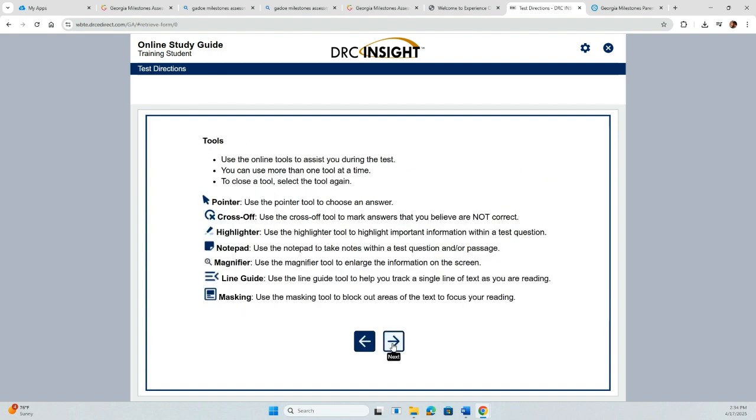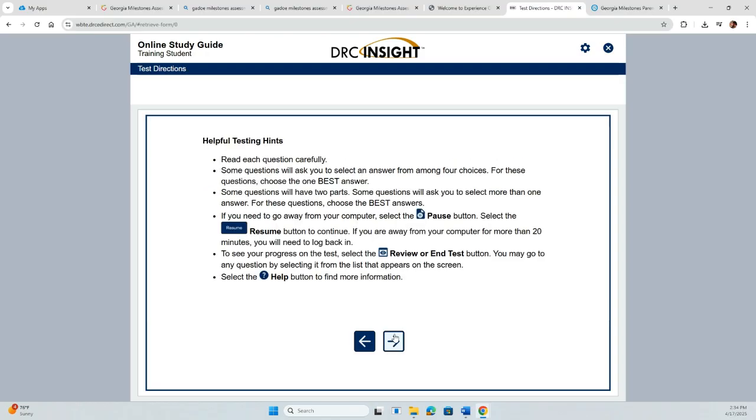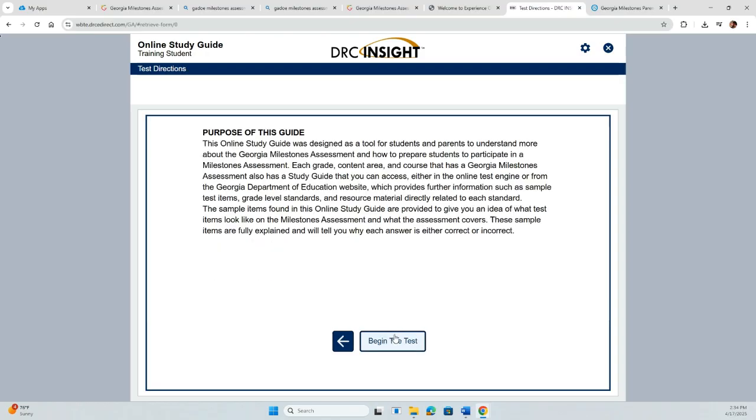We're going to kind of thumb through this here. Parents, this is exactly what your students are going to be seeing. This format, DRC Insight, is the company that is with the state of Georgia, and they do the Georgia Online Georgia Milestones. All of the tools that you'll see inside this online study guide are the same tools they use on the test. What's even better is that the language they use inside this study guide is the exact language they use on the test.